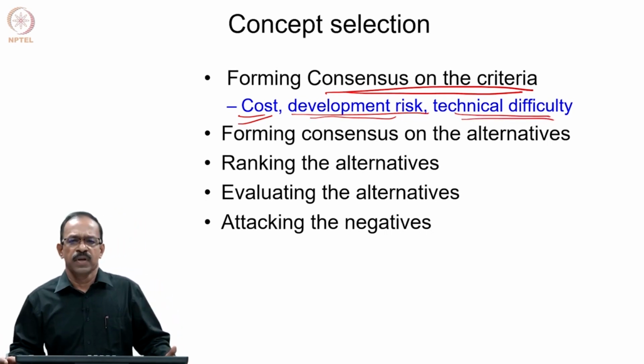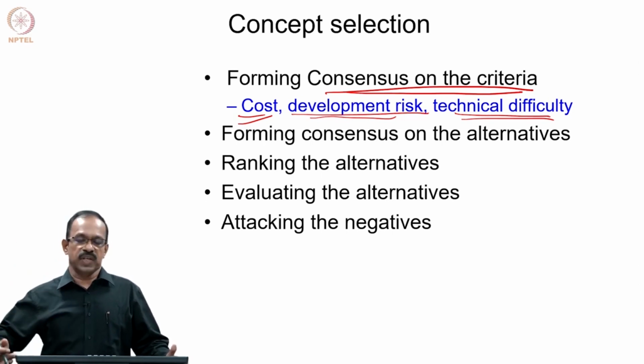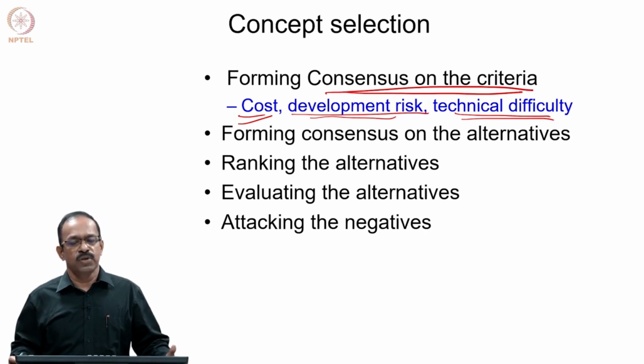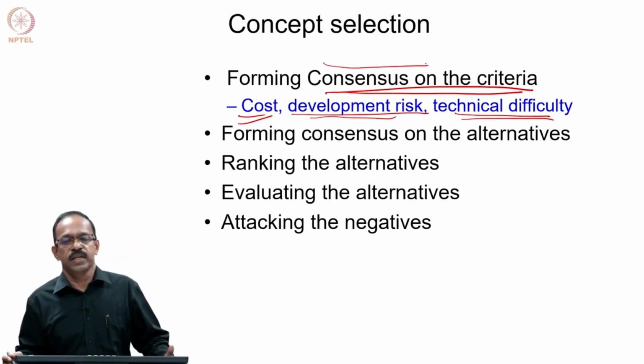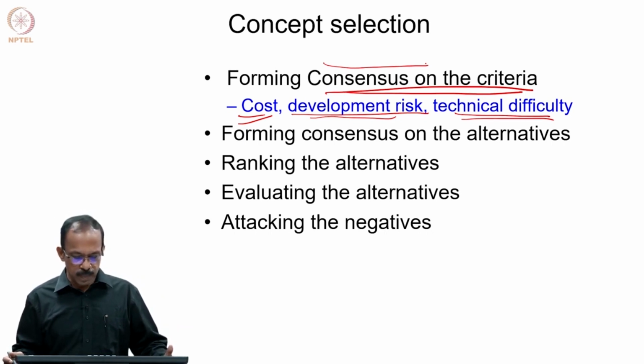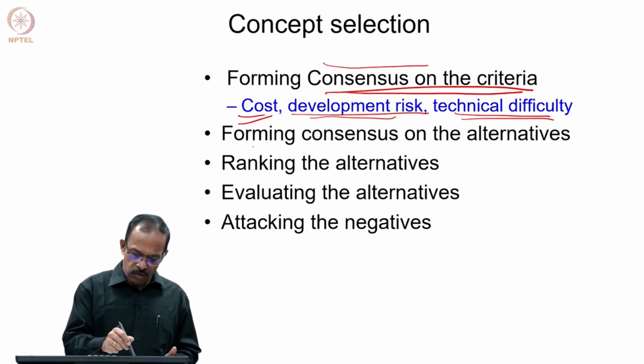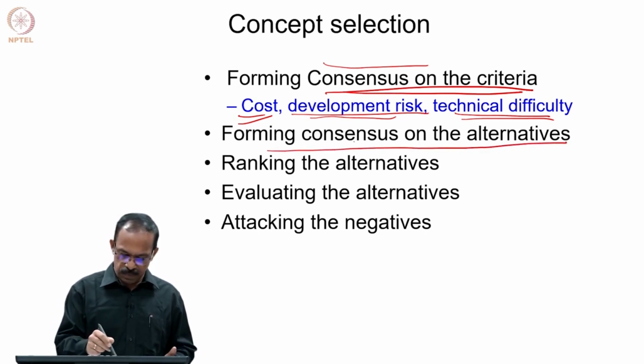So, it depends on the product, you can have any number of criteria, but of course, a large number of criteria also may be very difficult. So, the team has to decide what will be the best possible criteria that can be used for evaluating a concept. It depends on the product and the concept that you have at hand, and the design team has to come to a consensus. So, everyone should agree on the criteria that is to be used, and then forming consensus on the alternatives.